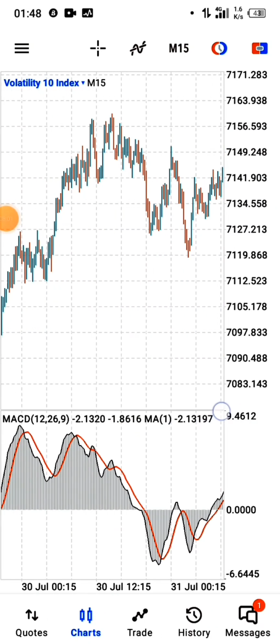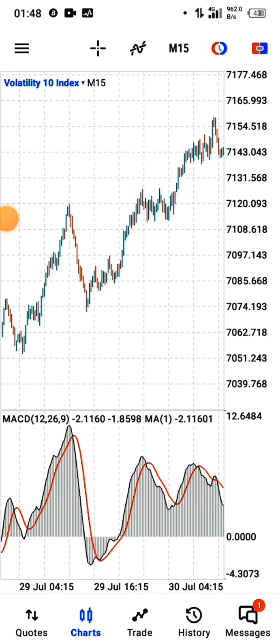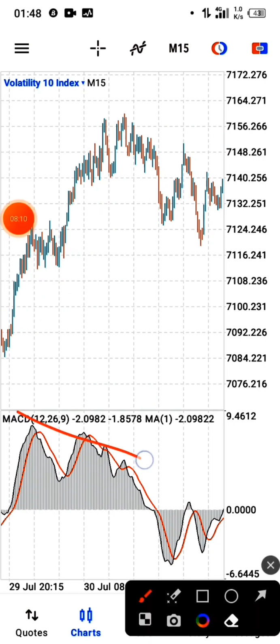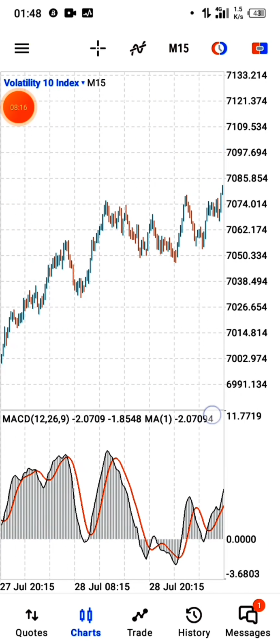Just like no strategy works all the time, but with divergence it's another thing. Divergence takes time for you to spot, like over here. But once you get the hang of it, it's easier for you to spot it.